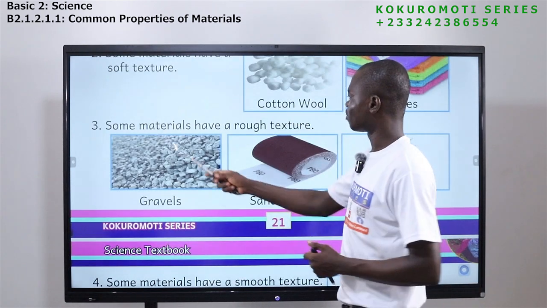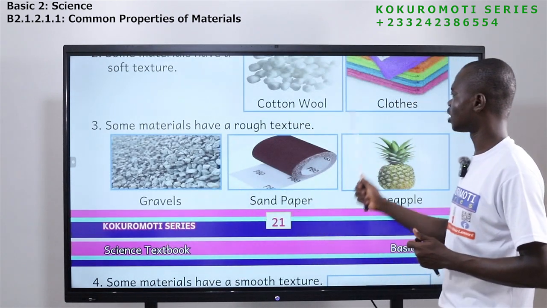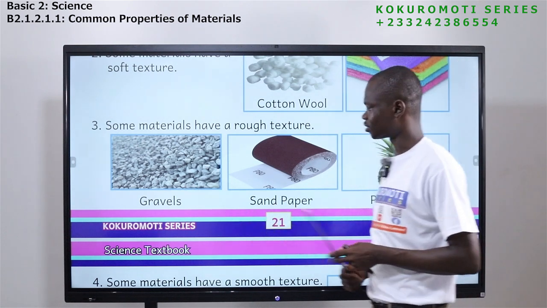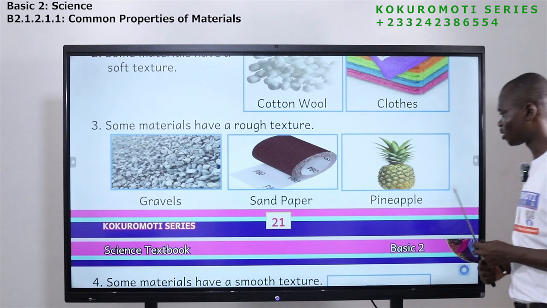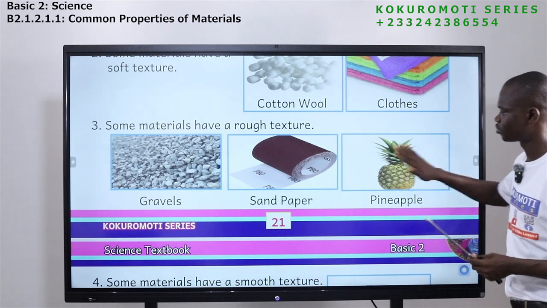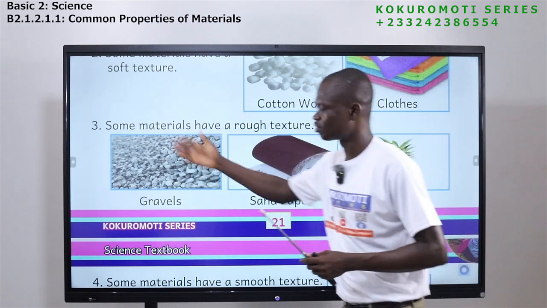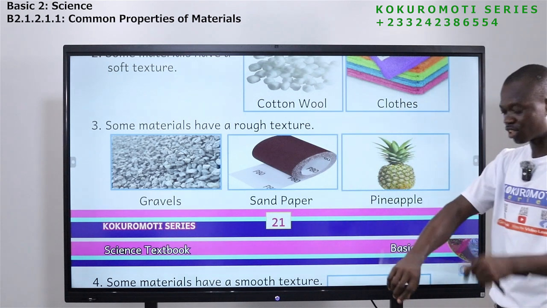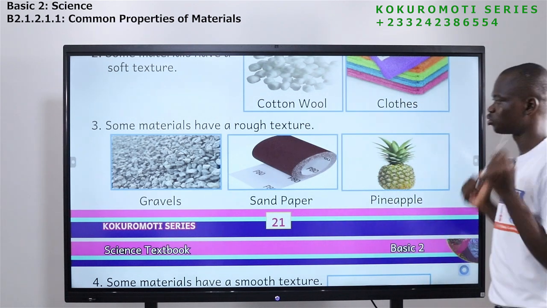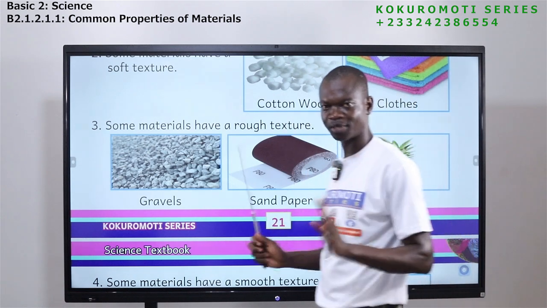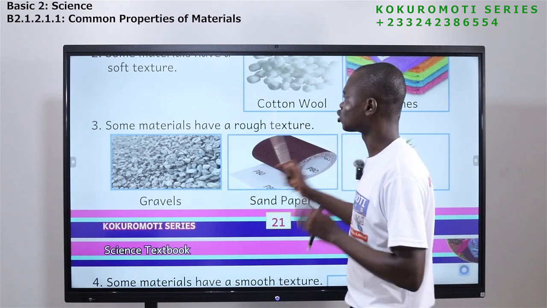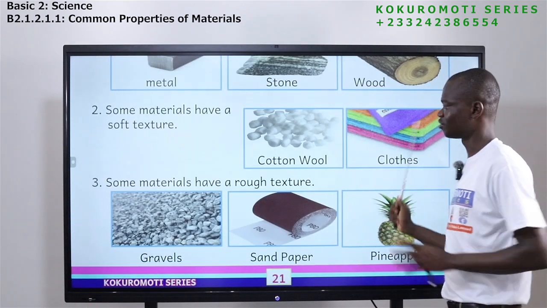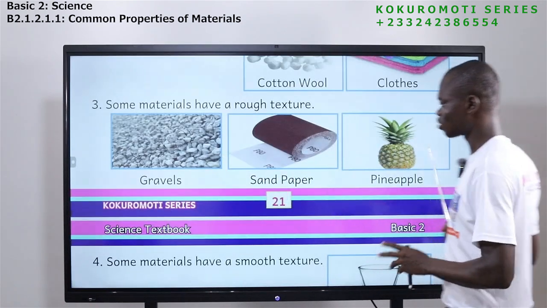Some materials have a rough texture. So look at gravels. Look at sandpaper. Look at pineapple. Just rub your hand or your skin on it and you feel that they are not smooth at all. If you are not careful, you get scratches. So that is what you should know, that all materials are not the same. Some of them are smooth, some of them are rough. The smooth ones are these. But the rough ones are these ones.